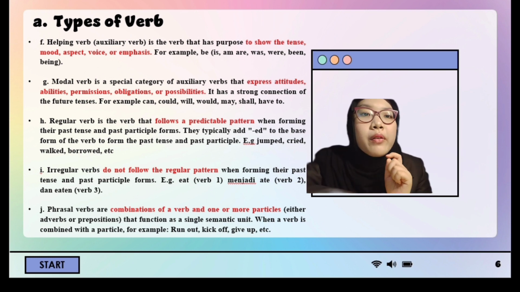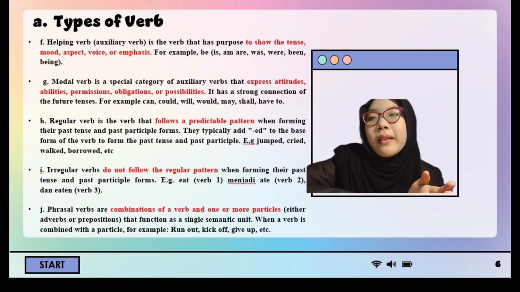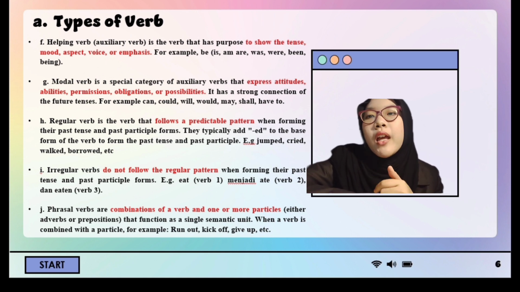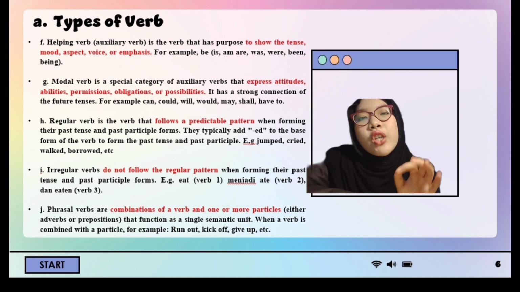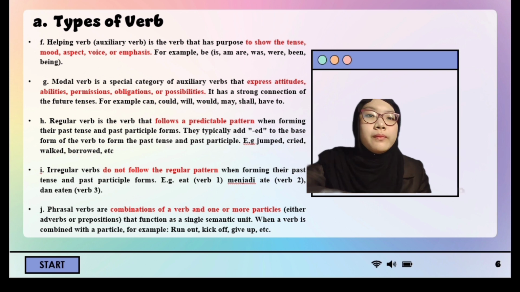The next one is about the phrasal verbs. The phrasal verbs are a combination of a verb and one or more particles, either adverb or preposition, that function as a single semantic unit. When a verb is combined with a particle, for example, run off, kick off, give up, and etc.